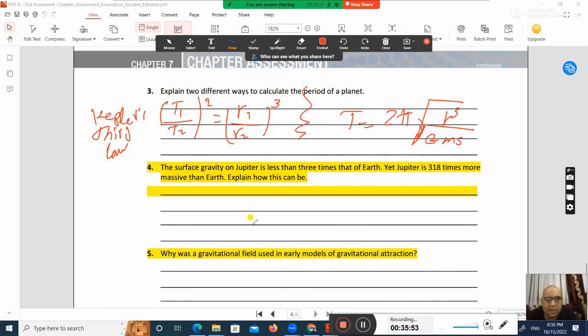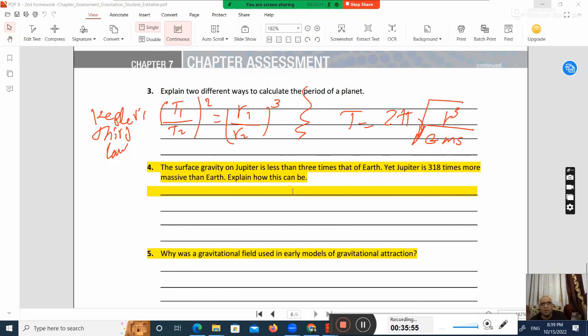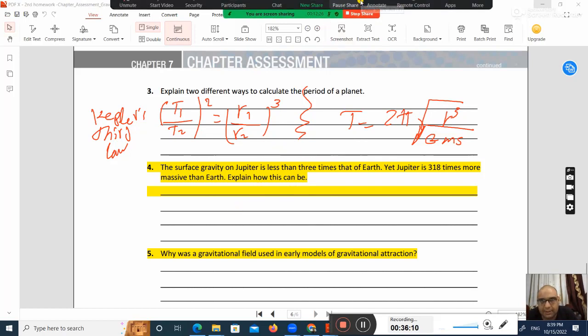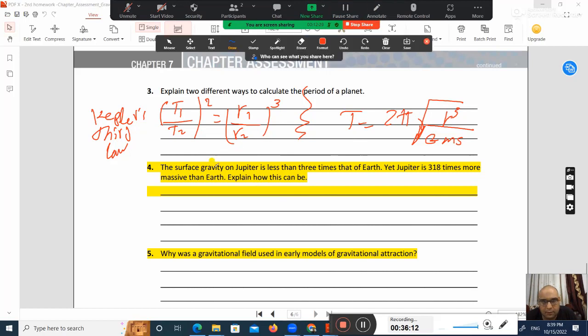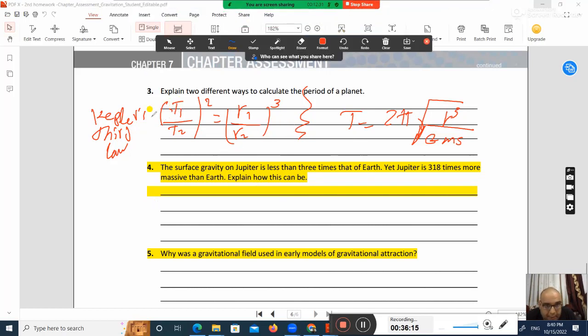The surface gravity on Jupiter. Okay, the surface gravity of Jupiter is less than 3 times that of Earth, maybe 2.5 or 2.7 of the Earth. Let's annotate, to draw and explain it. Jupiter is less than 3 times, meaning 2.7 or 2.8, something like that, the gravity of the Earth, while it's 318 times its mass.